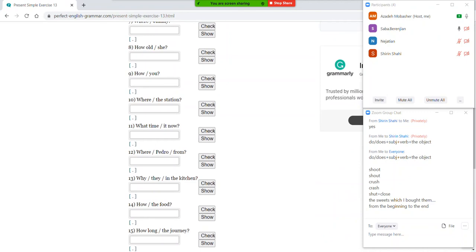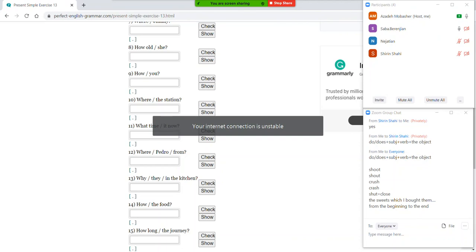Number eight. How old is she? Number nine, how old is she? Or how old is she? Both are correct. But not how old is she. No, don't put the stress on she. Put the stress on how old or is. How old is she or how old is she? Okay, go on. Yes. How old is she?